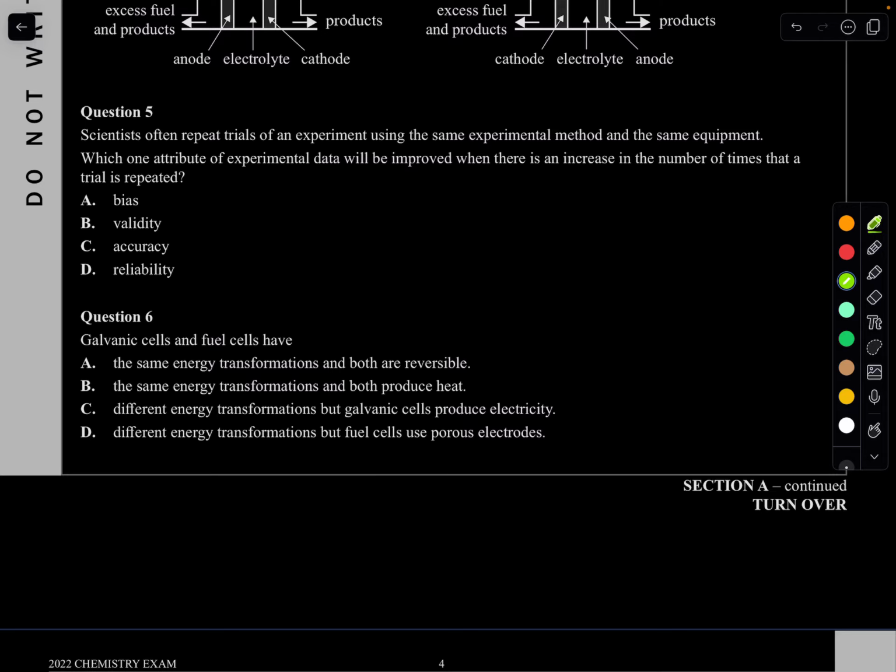I have no idea what bias has to do with repeating the experiment, because if the person is repeating the experiment, he chose his own results. It has nothing to do with that, so rubbish.